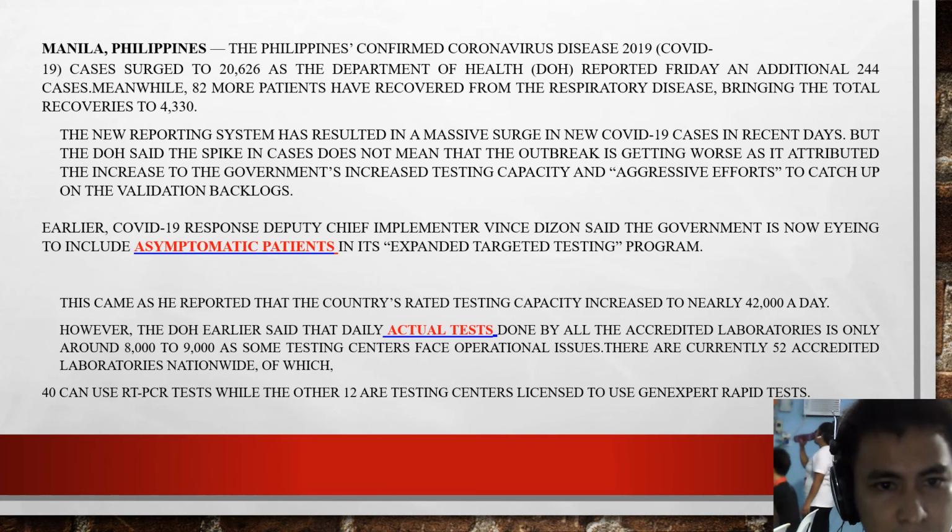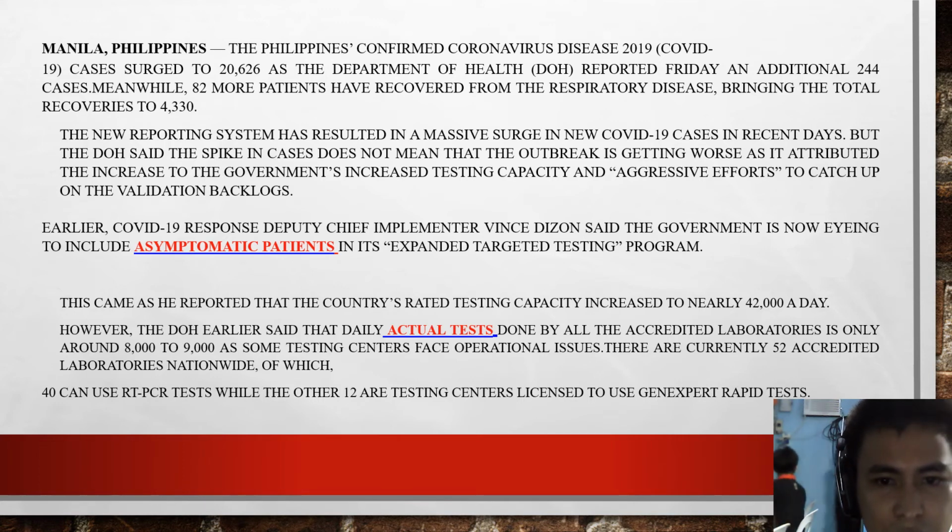Okay, another example of journalistic writing. Manila, Philippines. The Philippines confirmed coronavirus disease 2019, or what we call COVID-19, cases surged to 20,626 as the Department of Health, or DOH, reported on Friday an additional 244 cases. Meanwhile, 82 more patients have recovered from the respiratory disease, bringing the total recoveries to 4,330. The new reporting system has resulted in a massive surge in world COVID-19 cases in recent days. But the WHO said that the spike in cases does not mean that the outbreak is getting worse, and attributed the increase to the government's increased testing capacity and aggressive efforts to catch up on the validation of backlogs.